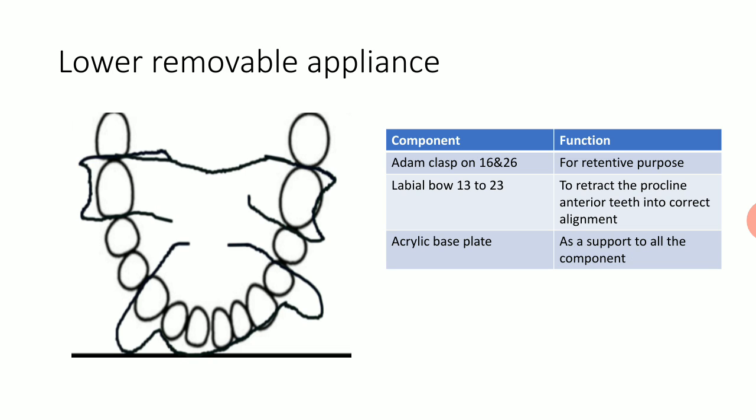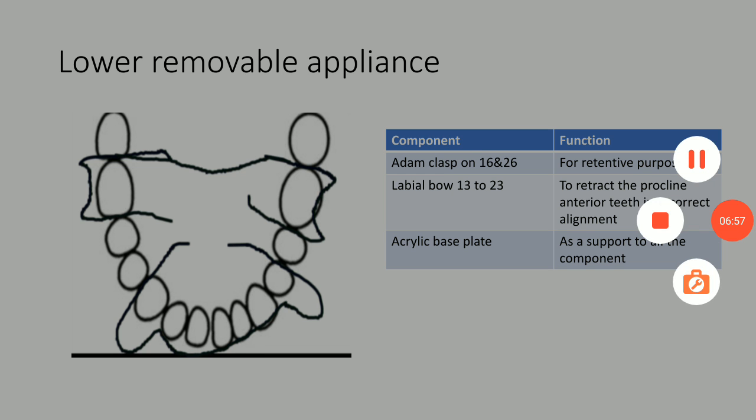For the lower removable appliance, I plan to put Adams clasp on 3.6 and 4.6 for retentive purpose, and labial bow from 3.3 to 4.3 to retract the proclined anterior teeth into correct alignment, and also acrylic base plate as a support to all the components.